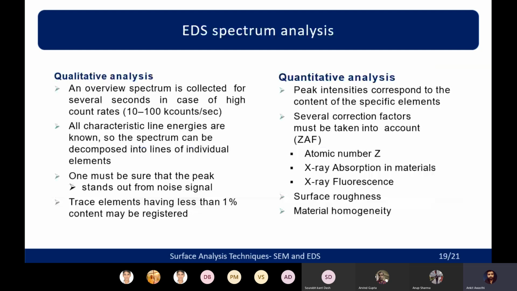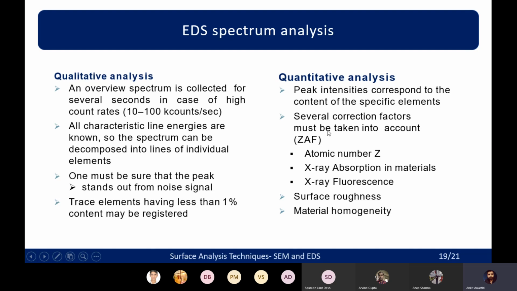In this we can do two types of analysis: a qualitative analysis and a quantitative analysis. In my experience, it is always said that the EDS spectrum is not that trustworthy for quantitative analysis of the material, because there are so many things which affect the spectrum. But if you want qualitative analysis, then it's a good one because it's a very fast and easy to use system.